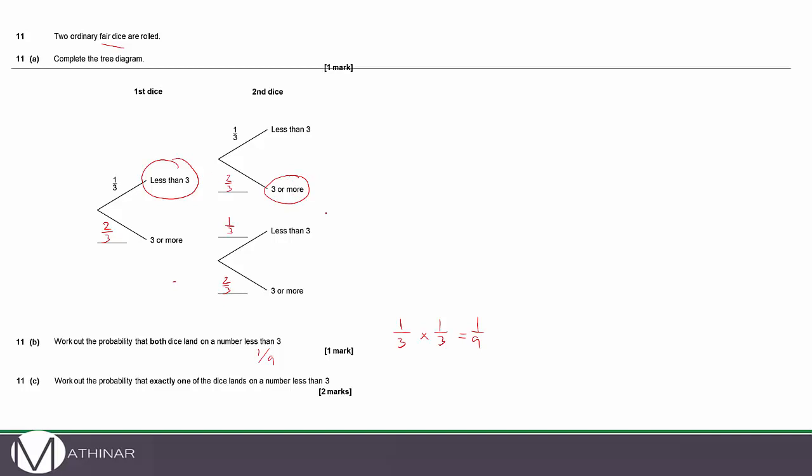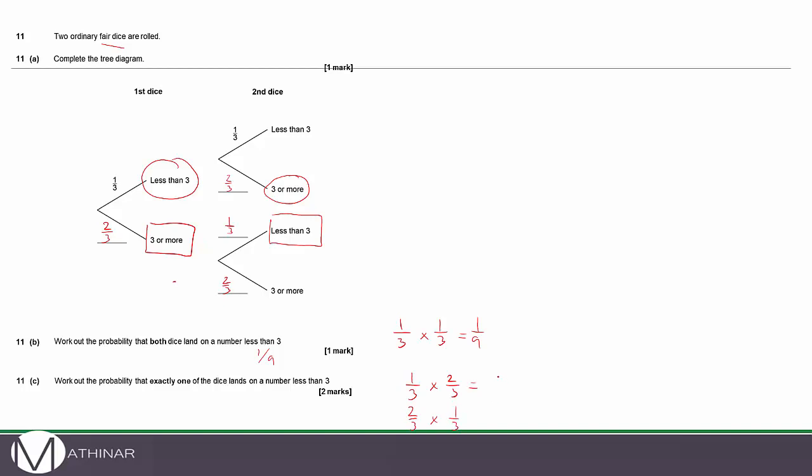So this is our first probability. This will be 1/3. So the first one has to be less than 3 and the second one has to be 3 or more. So 1/3 times 2/3. Is there another way of doing this? Yes, the first one could be 3 or more, and then the second one would then have to be less than 3. So this would be 2/3 multiplied by 1/3.